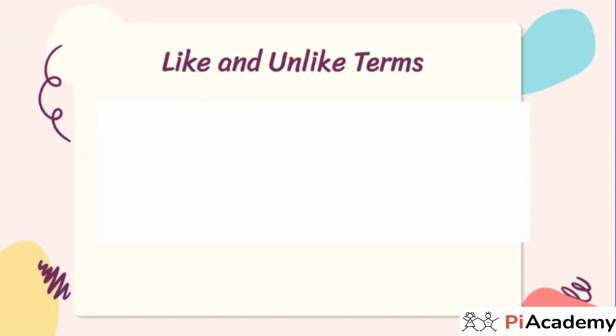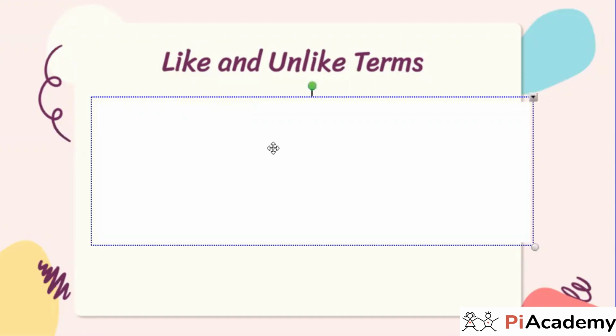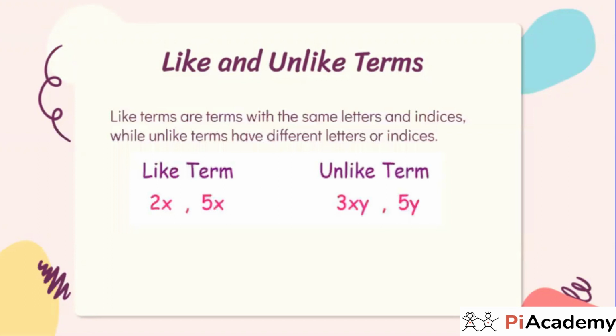Whenever we are looking into like and unlike terms, we have to check two things. Okay, first thing is we have to check the variable is the same, or you can say the letter is the same, because a variable is represented by a letter, right? So first you have to check whether the letter is the same or not. Okay, and the second condition is whether their indices are the same. It means you have to check their power.